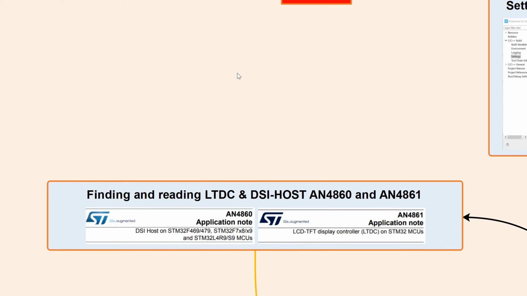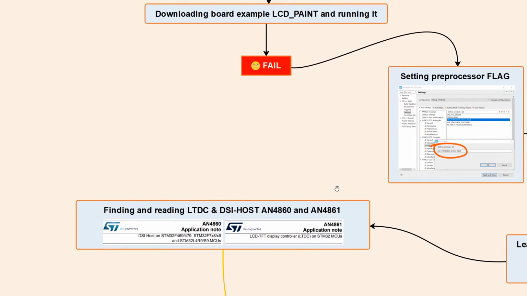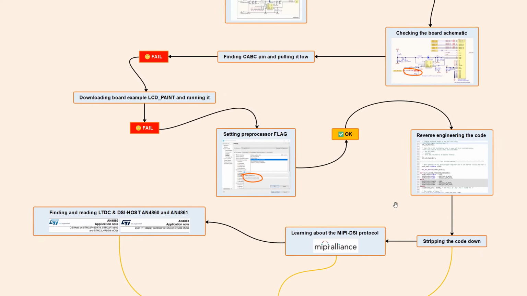And then this led me to discover something I knew nothing about, of course, which is the two new IP blocks to me, the LTDC and the DSI host. So once I discovered this, after a long series of documentation reading, especially these two application notes, I was finally able to move on a little bit with my small project of controlling the backlight.